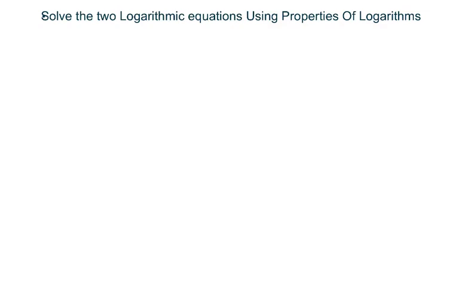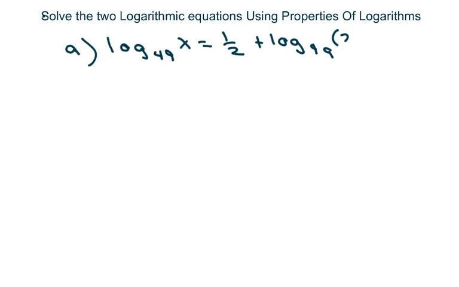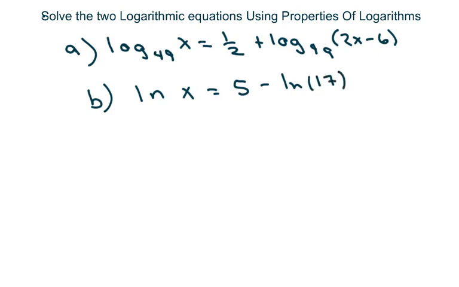Hi everyone, we're going to solve just two log equations here using the properties of logs. The first one is log base 49 of x equals 1/2 plus log base 49 of 2x minus 6. And the other one I'm going to do is the natural log of x equals 5 minus natural log of 17.